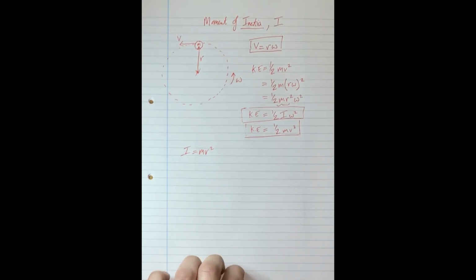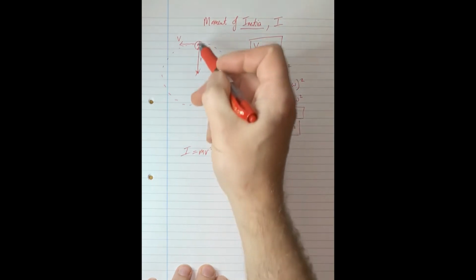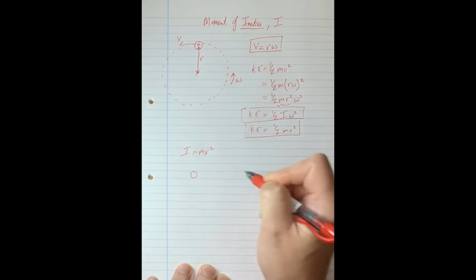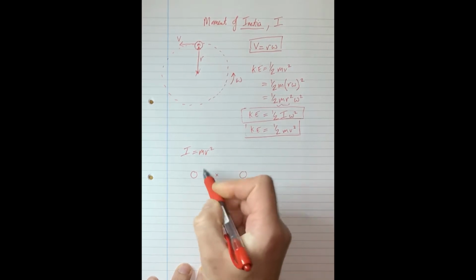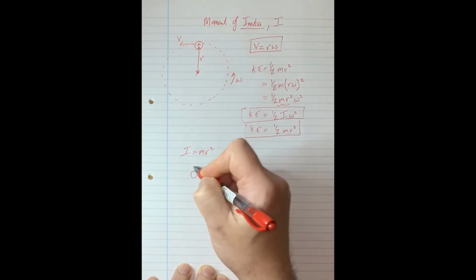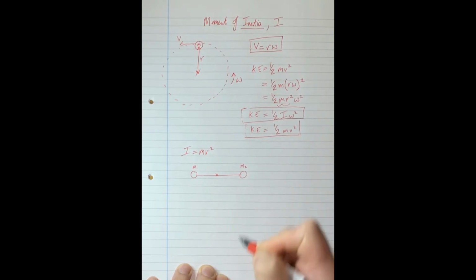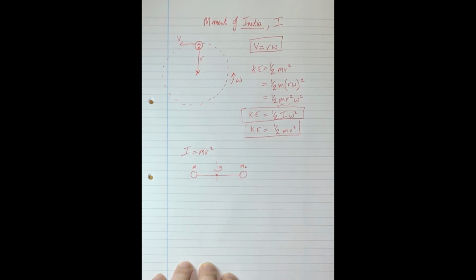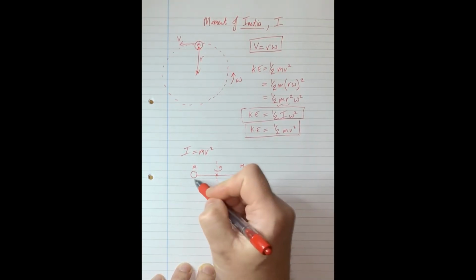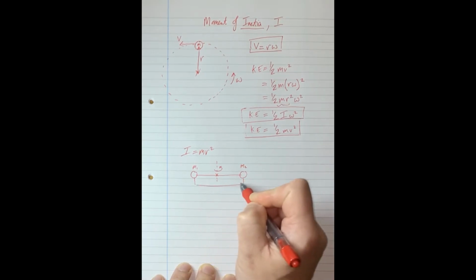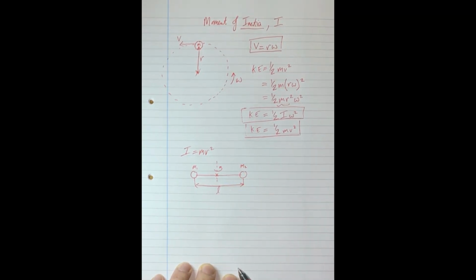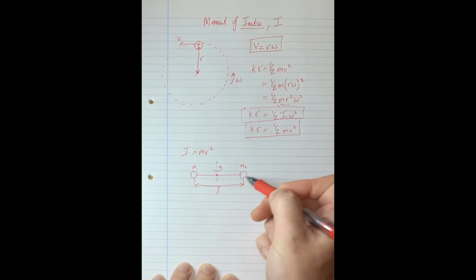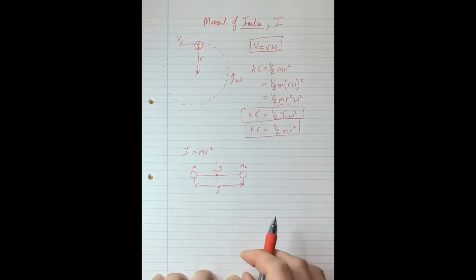There are a number of different scenarios that we can go through to help explain what I'm talking about. The first thing to do is expand on this and talk about two masses rotating about a point. We've got mass 1 and mass 2, and they are rotating around this central axis of rotation. The length between these two masses is L, so the distance from the centre to each mass is half L.